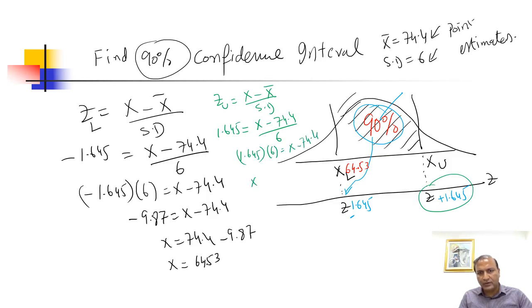So now if I solve it, x will be equal to 74.4 plus 9.87. So the value of x upper is, let me do it again, 74.4 plus 9.87. So my answer is 84.27. So this is the upper limit. So let me write the upper limit, 84.27. Okay, so this is the confidence interval.